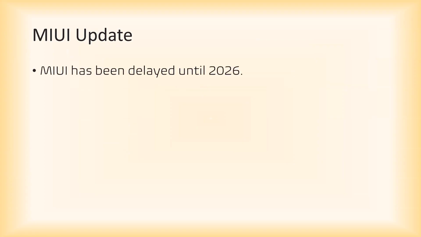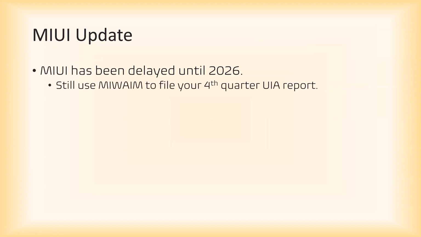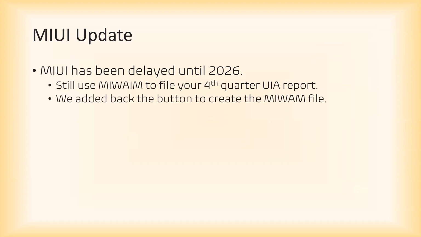They have delayed the release of their new portal for the unemployment until 2026. It's supposed to be released sometime here in January, but again, if they delayed it once, they can always delay it again. You still use the MyWAM to file your fourth quarter UIA report. We added back the button to create the file, so now you can create the old file again.